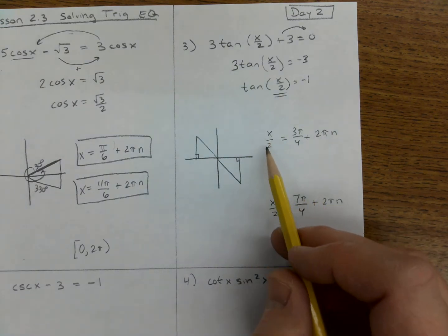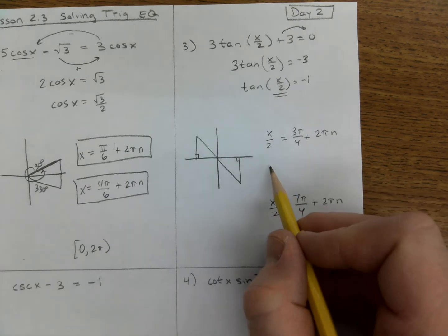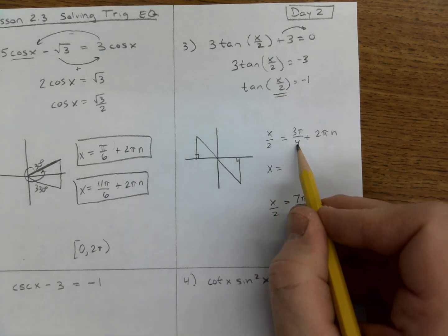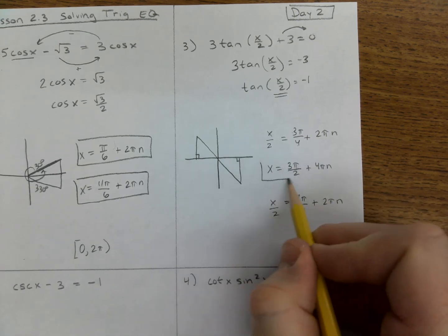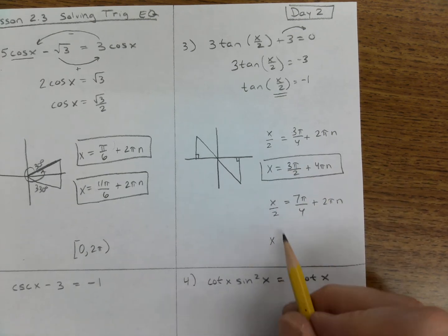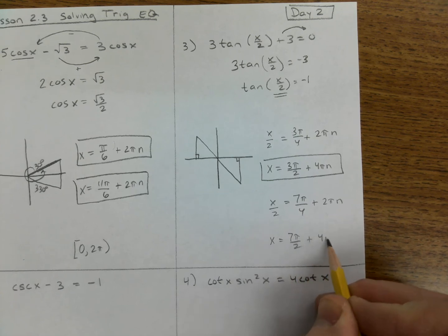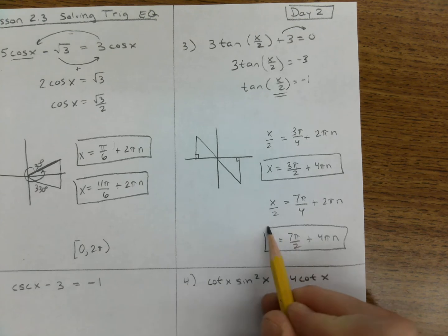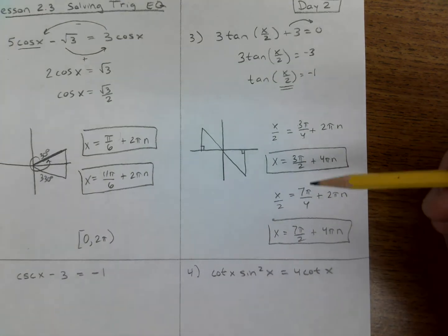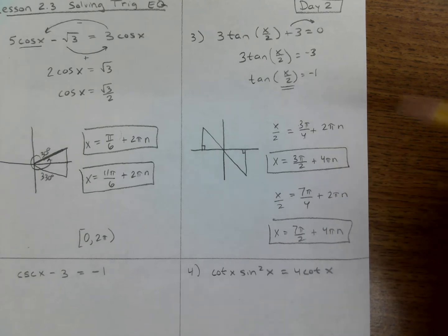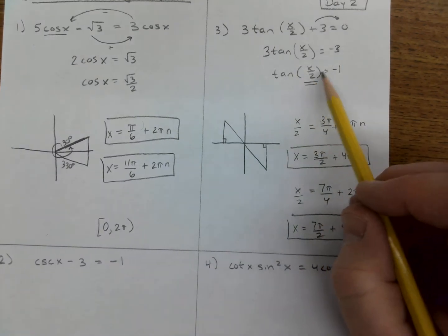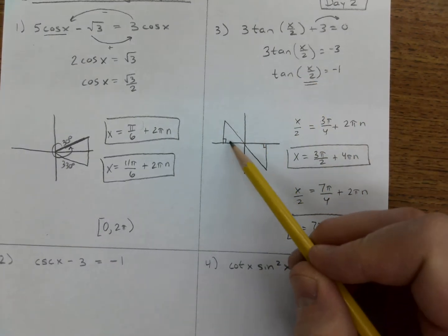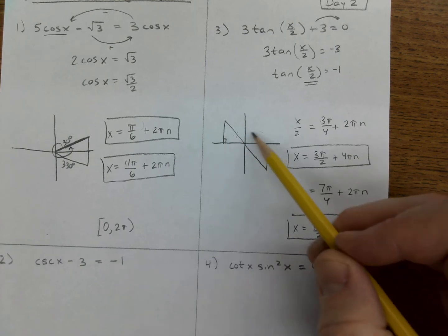Well, now we got to solve for x. How do we get rid of divide by 2? Well, we multiply everything by 2. And that'll make that 6 over 4, which reduces to 3 pi over 2 plus 4 pi n. And multiply everything by 2 here. That'll be 14 pi over 2. That's 7 pi over 2 plus 4 pi n. Now those are correct answers, but there's a way to simplify this, and we'll talk about a way to simplify that later on in the week. But right now, those are 2 good answers. One is tangent negative 1 right here, and every time you go around there, or right here, and every time you go around there.